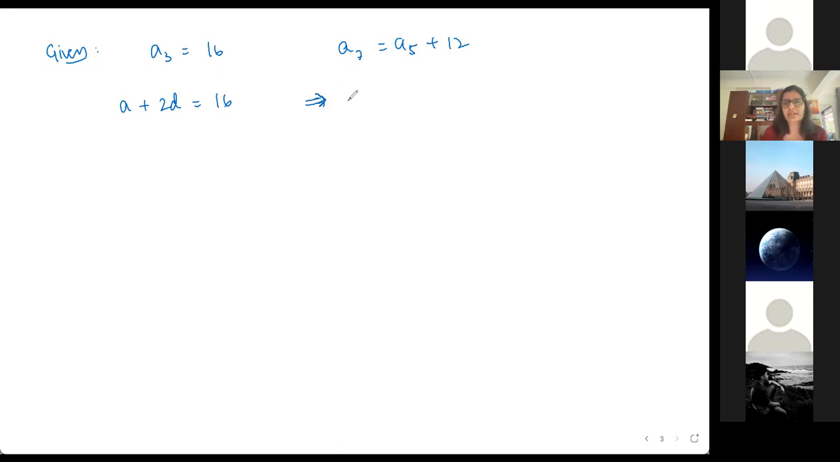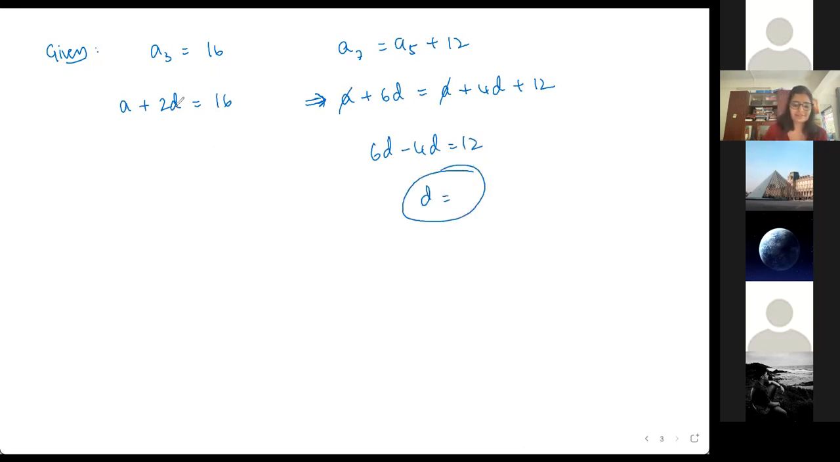But here also you can do it directly. So A plus 6D equal to A plus 4D plus 12. So A and A get cancelled. Solve this, you get 16 minus 4D equal to 12. From here you'll get the value of D. I didn't do it directly, because if you put the value of A3, this A will remain as it is. Then you'll have A and D, two variables. Okay, got it now.